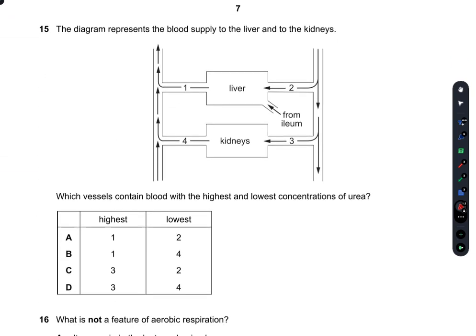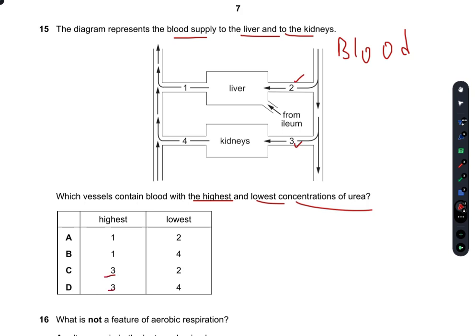The diagram represents the blood supply to the liver and to the kidneys. Which vessels contain blood with the highest and lowest concentration of urea? So blood is coming from here to the liver and to the kidney, and then passes from the liver to the body again, and from the kidneys to the body again. So which blood vessels contain blood with the highest and lowest concentrations of urea? 2 and 3 would contain the highest amount of urea because the blood isn't filtered yet.